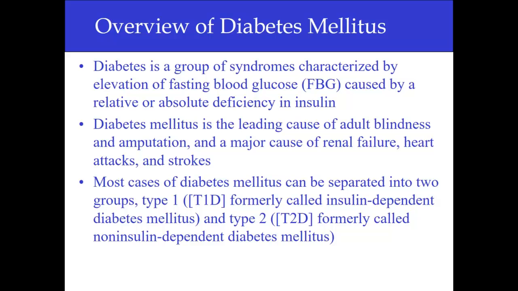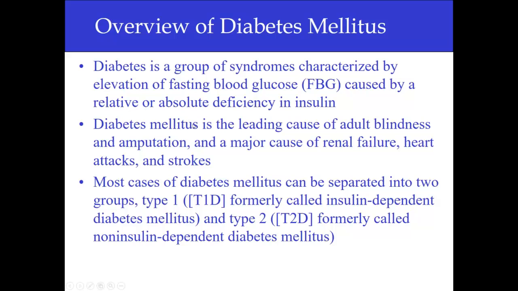But what is diabetes first? Diabetes is a group of diseases. It's not one disease. And what is common about this group of diseases is hyperglycemia. So what is hyperglycemia? It is the elevation of fasting blood glucose caused by a relative or absolute deficiency in insulin. So either there is no insulin or there is little insulin.